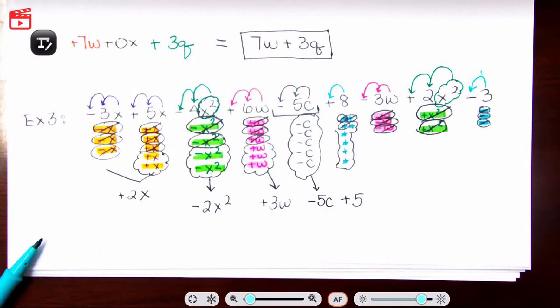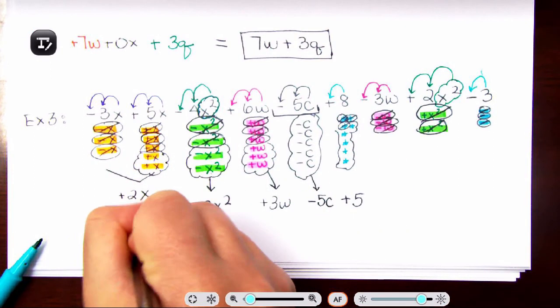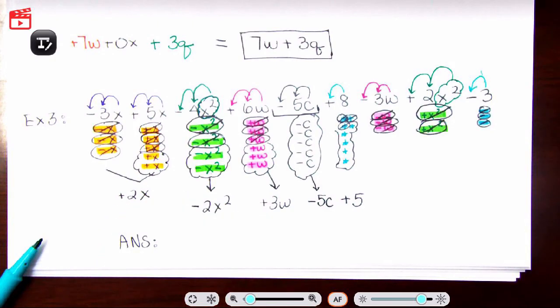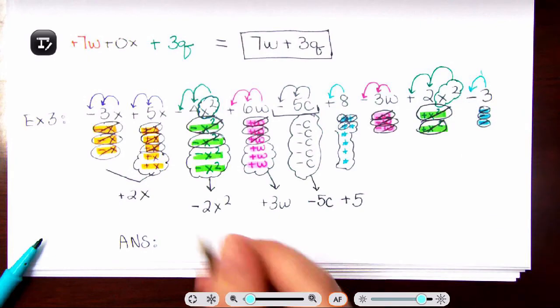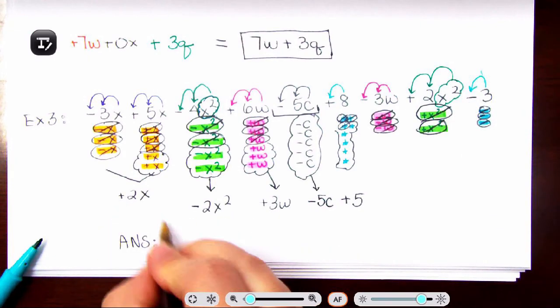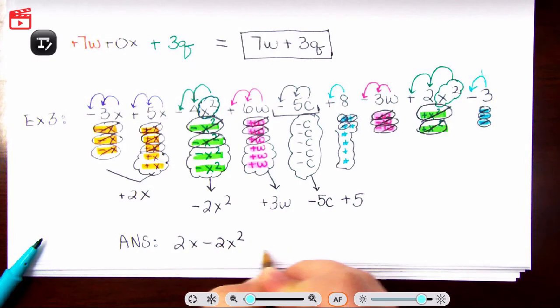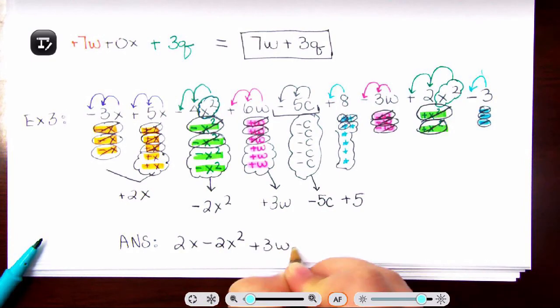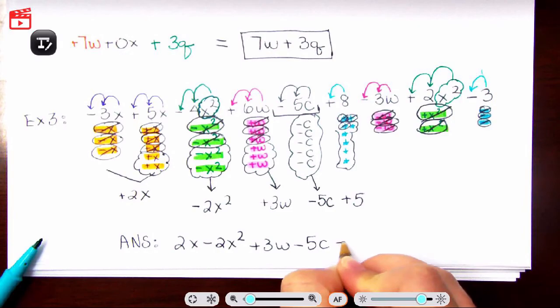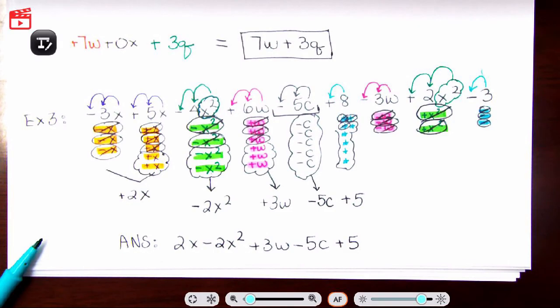So let's write our final answer. When it's asking you to combine like terms or simplify the expression, that's what we're doing here. And you're going to just write these all together now. I have 2x, and I have minus 2x squared, and I have 3w, and I have minus 5c, and I have just 5. And that is your final answer for combining like terms.